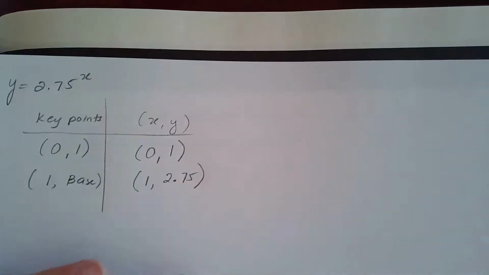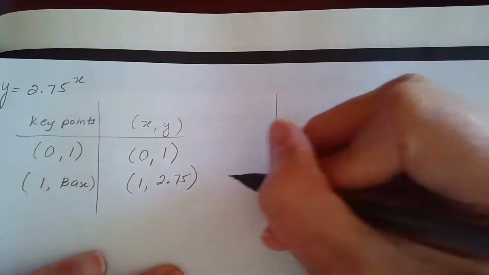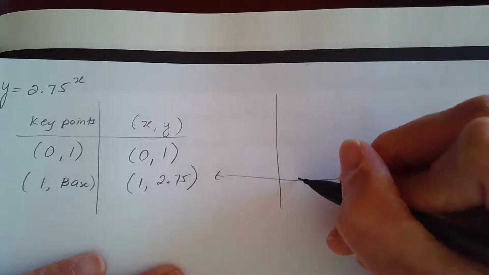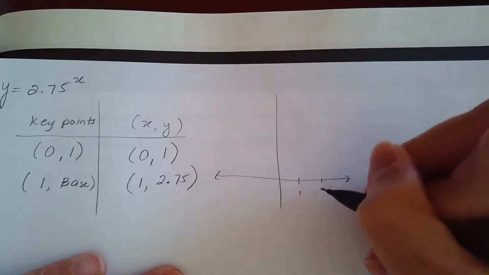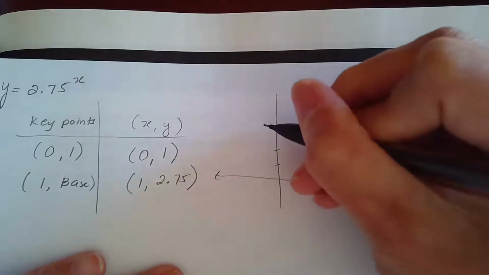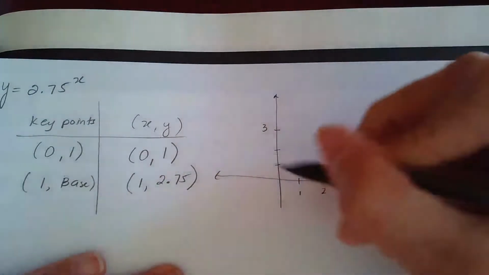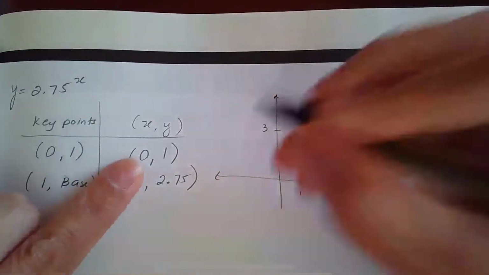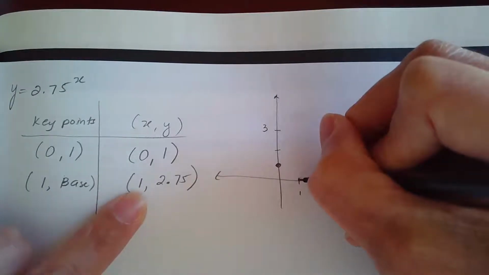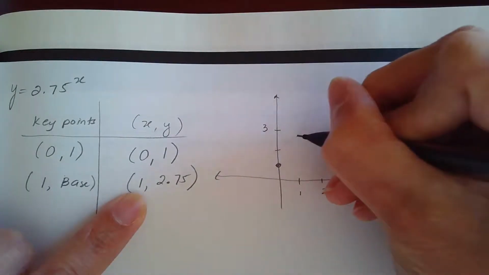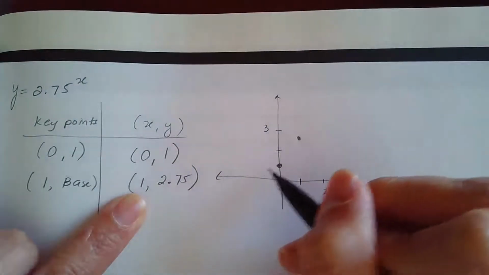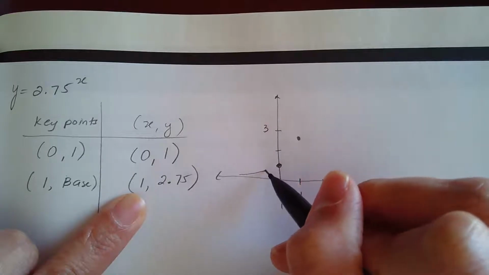So the graph would look like this, just kind of like a sketch. I can go 1, 2, 3. There you go. So it's going to be (0, 1). So that's this point right there. And then (1, 2.75). So 2.75 this way. And we know that the exponential function goes this way.